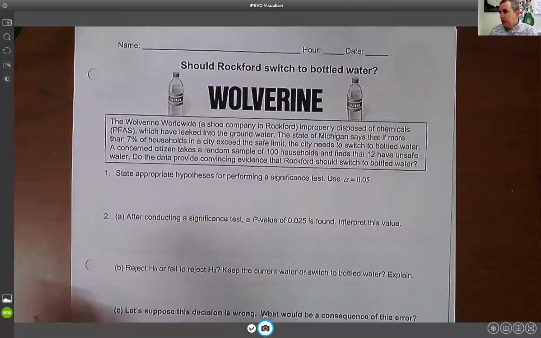So what I'm going to do is walk through the example we did in class. I'm going to talk about type 1, I'm going to talk about type 2, and then I'm going to talk about this other idea of what's called power. So we'll start with type 1 and type 2. Start with sharing the screen. So we'll take a look at this.